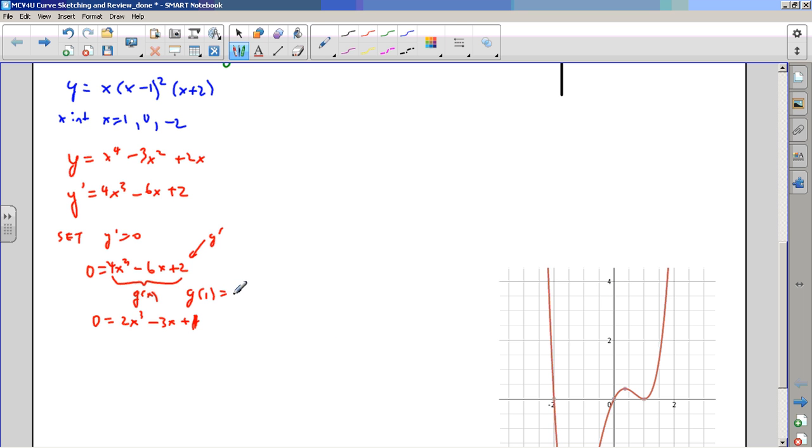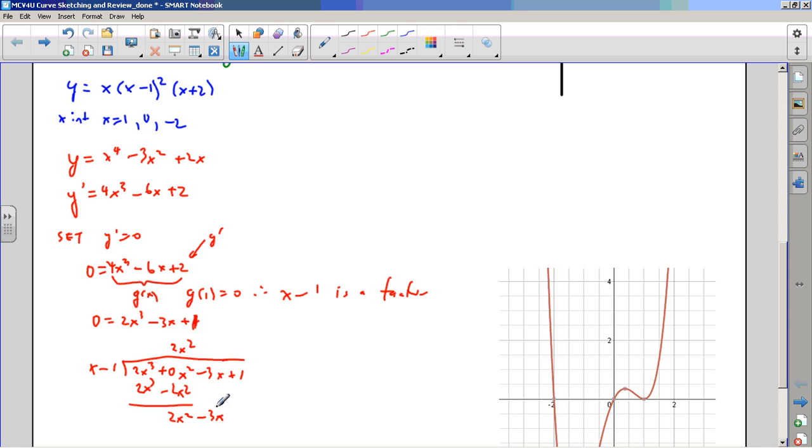All right, so g at 1 equals 0, therefore x minus 1 is a factor. Yeah, long division again. Need another placeholder. Multiply by 2 so that when I subtract it, it'll disappear. Subtract, I get 2x squared, write down 3x plus 2x.